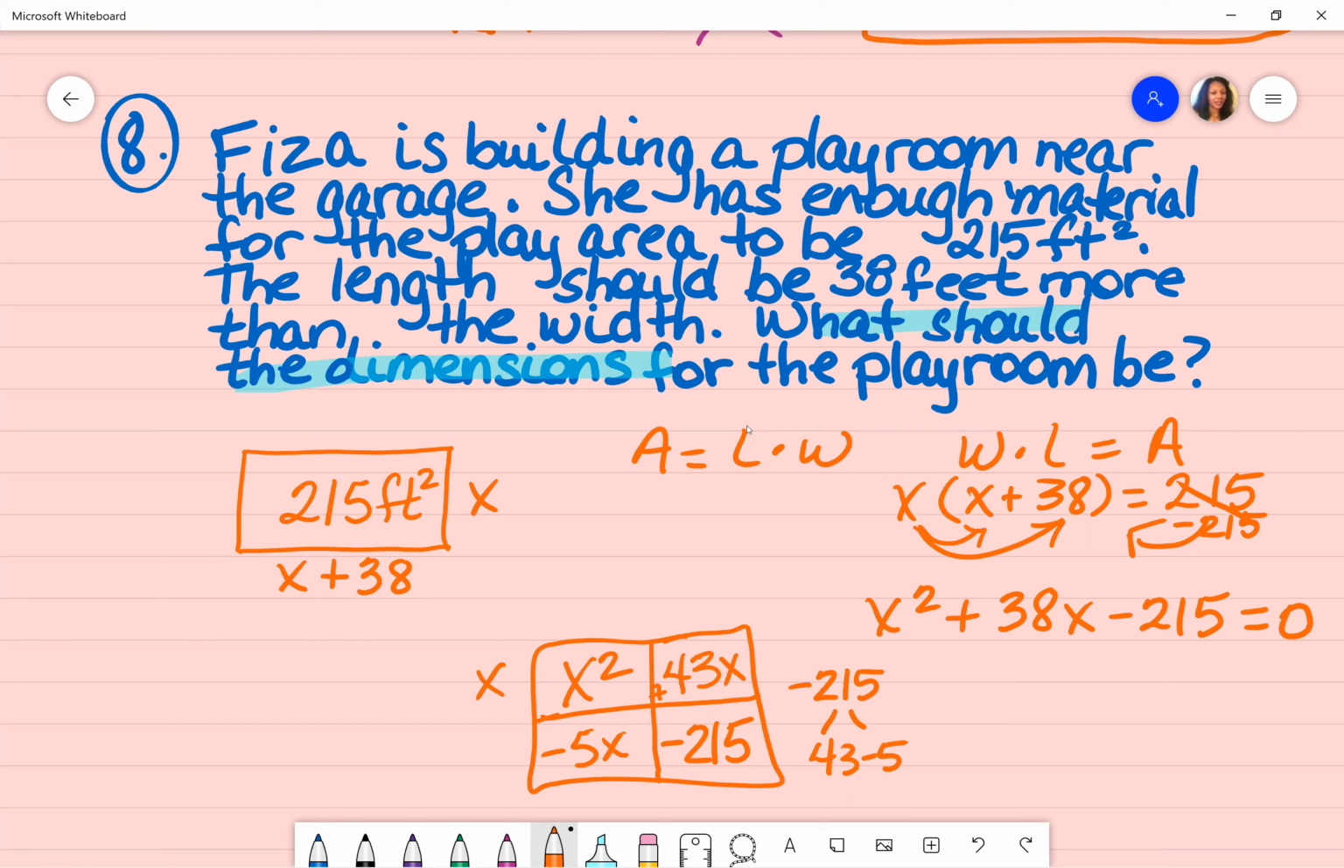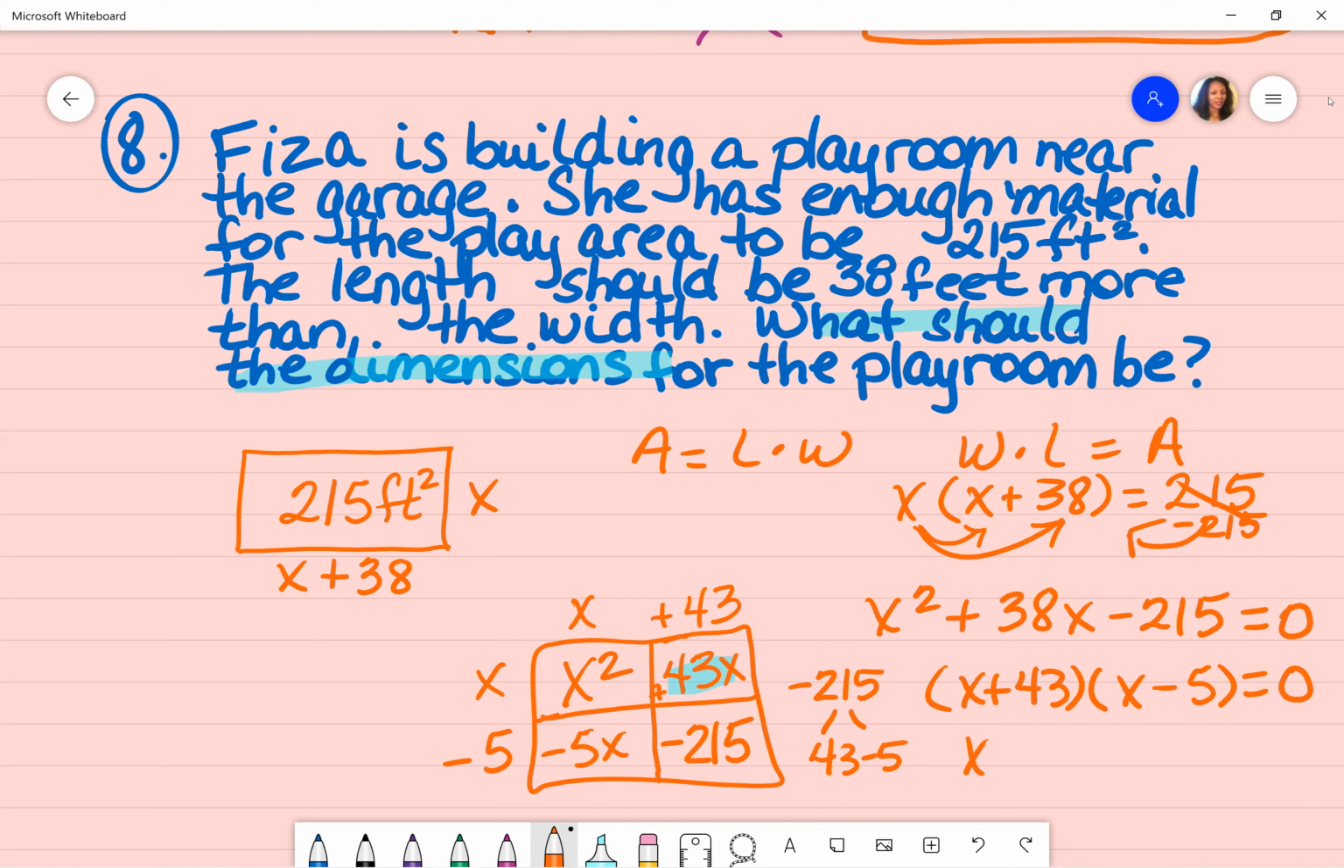So I can take out an X over on this side. X times X is going to give me this. X times 43 will give me this. And now on the other side, I can take out a 5. What kind of 5? It's going to be a -5 because I'm taking the sign that's closest to me. Now I am going to put this in factored form, and it's X plus 43 times X minus 5, all set equal to 0.